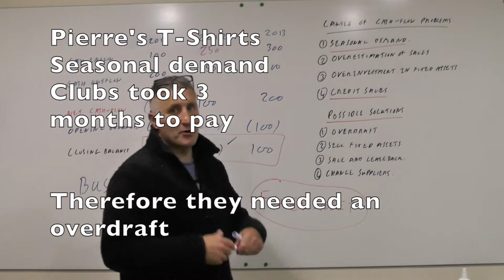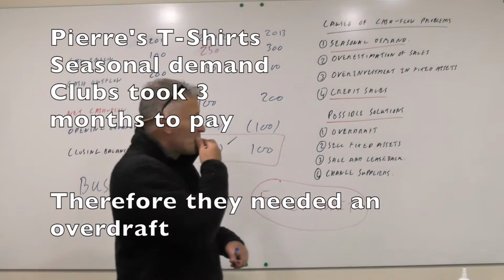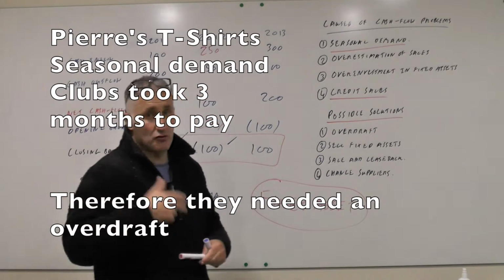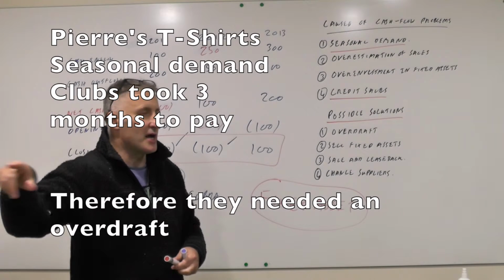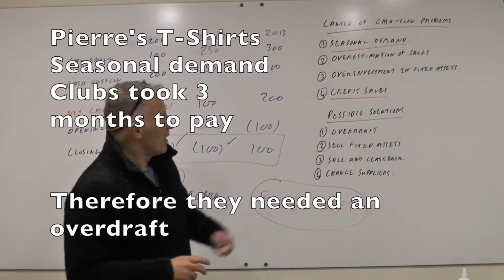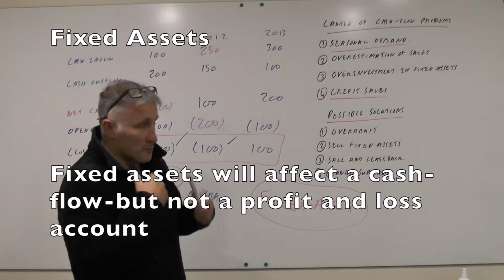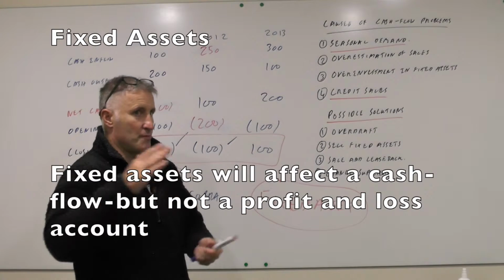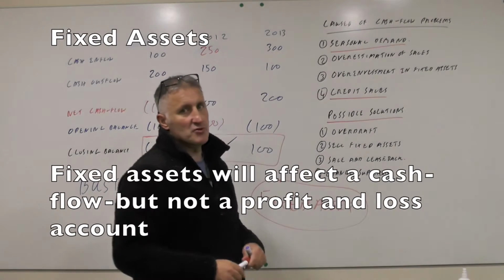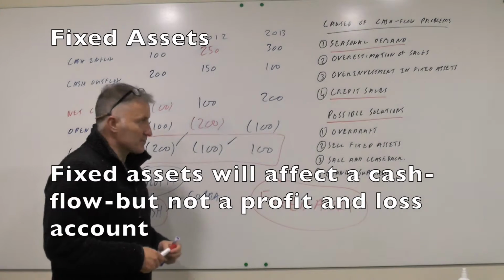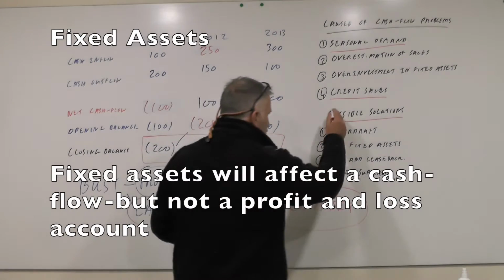So causes of cash flow problems regarding this unit: if we think about Pierre's t-shirts again, there was seasonal demand. Because of seasonal demand, they would have to borrow money at certain times of the year. Also, they were selling their t-shirts on credit, so they weren't getting paid for 3 months, but then they had to pay their suppliers straight away. Overinvestment in fixed assets, I've just spoken about that one, is when you buy a t-shirt making machine that may cost 10,000 quid or something like that, and you've made a mistake in terms of your sales, you've overestimated your sales.